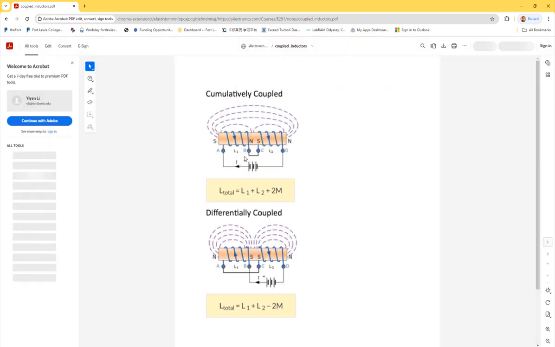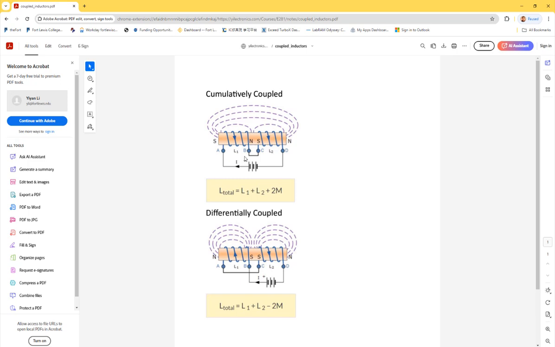You only consider mutual inductance when it tells you to do so. A lot of times, for example with the inductor network, it didn't ask you to calculate the mutual inductance, so you don't have to do it. But some of the problems ask you to add or subtract that mutual inductance, so you have to consider it.